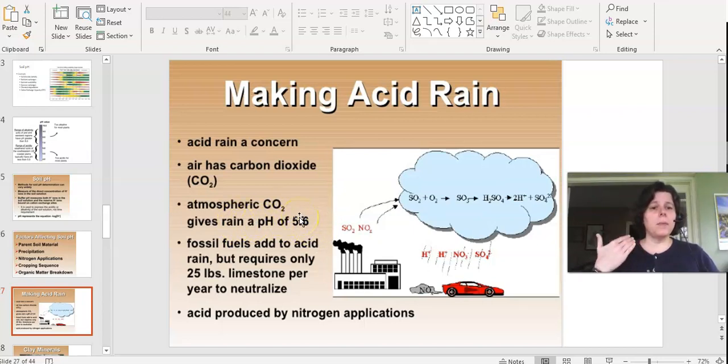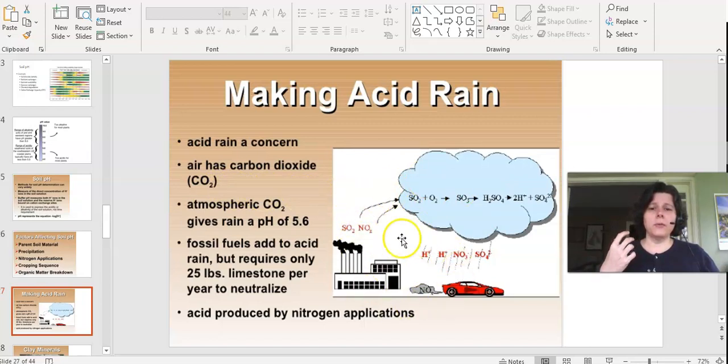And what did we talk about when we have more acidic conditions? We get more weathering of our soils. So this is one of the things that's happening in there. As we increase the carbon dioxide, we're going to make the rain even more acidic, which will weather even more.